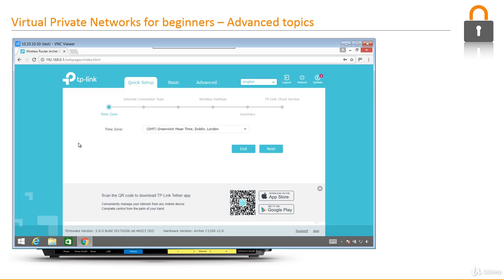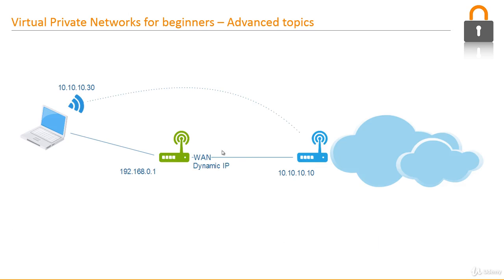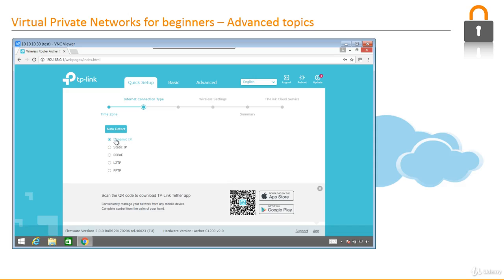Okay, time zone, that's fine. Internet connection. I have a dynamic IP address, please note. Here, dynamic IP. In most cases, this is what you want to go for. Sometimes you can get a static IP address or PPPoE. You have to check with your ISP, Internet Service Provider.